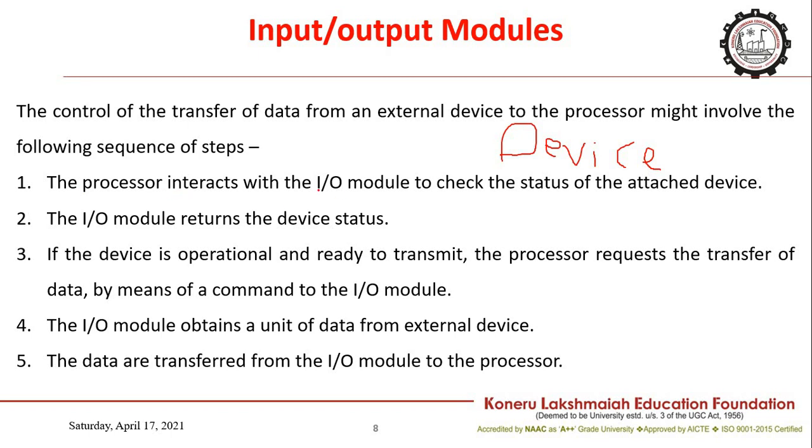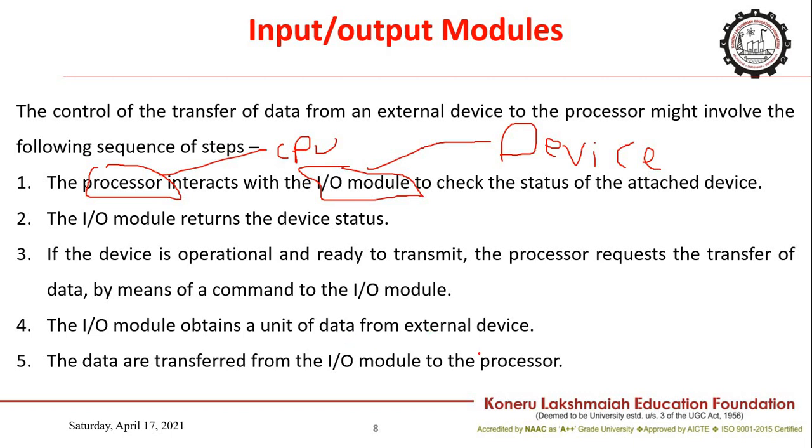Then the processor will interact with the IO module. Here the IO module is the mouse, and the processor is the CPU. The mouse reacts with the CPU, and the CPU will transmit the data, the required software and basic conditions will be installed, and then it will transfer the data from the external device, that is from the mouse.